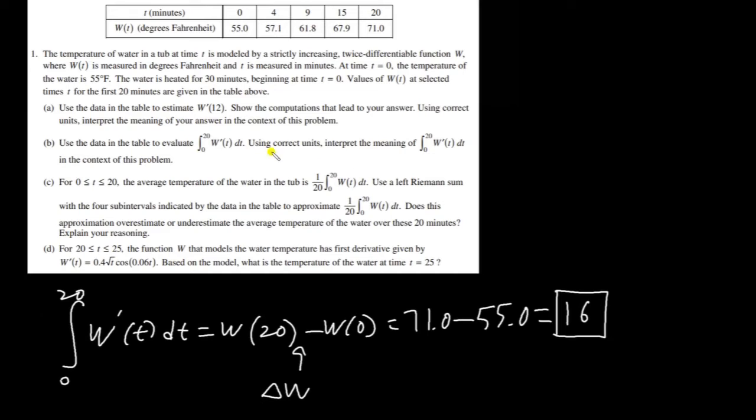So with the correct units, we'd interpret the meaning and say the water in the tub changed temperature by 16 degrees Fahrenheit from t equals 0 to t equals 20 minutes. This was another 2-point question, 1 point for the numerical answer and 1 point for the explanation.